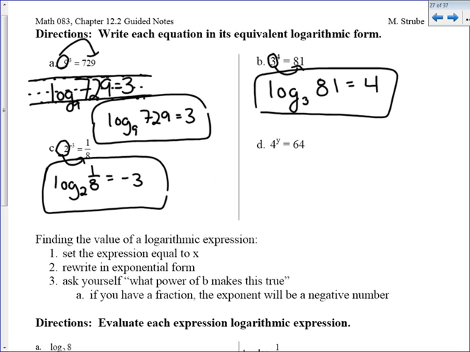And then D, 4 to the y equals 64. And we're not solving it. We just want to rewrite it. So we're going to start with our word log. And what's my base? 4. Other side, 64 equals the only thing that's left, y.